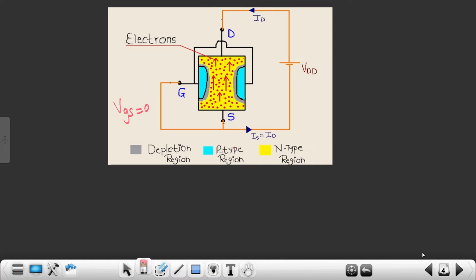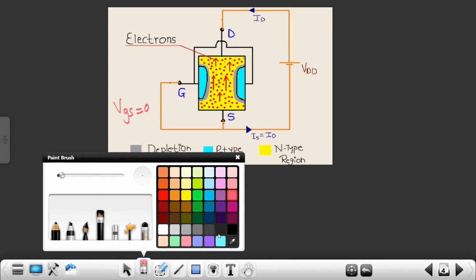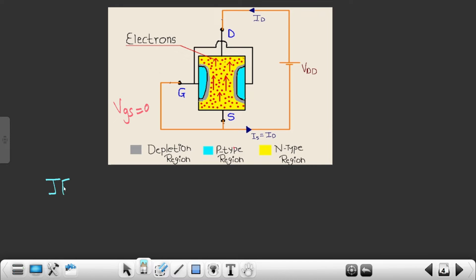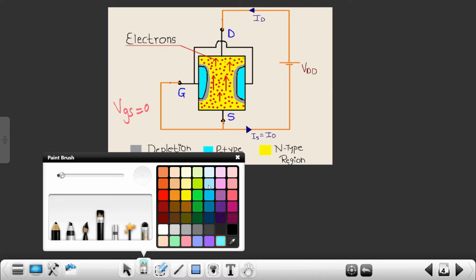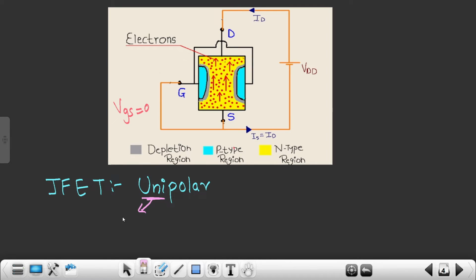So what we can say is that JFET is known as a unipolar device. In case of BJTs, it was known as bipolar, but in case of JFET, it is known as unipolar. Why unipolar? Uni means single, or only one, and polar means charge. So only one charge, or the one majority charge carrier, is taking part in the formation of current. So that's why it is known as unipolar.